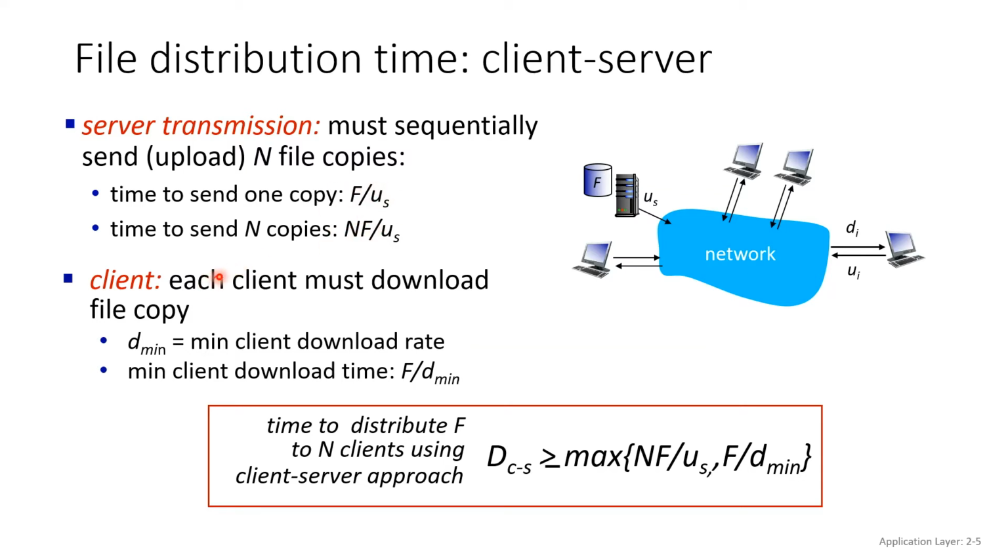Now we have the clients. On the client side, we have the download rate. So what is the download rate needed for me to get the file within a specific time t? The download rate also can be a bottleneck, because the upload rate from the server can be very fast, but your download rate can be very slow. So whatever speed this upload rate is, if your download rate is slower than the upload rate, obviously you will be creating a bottleneck on your side.